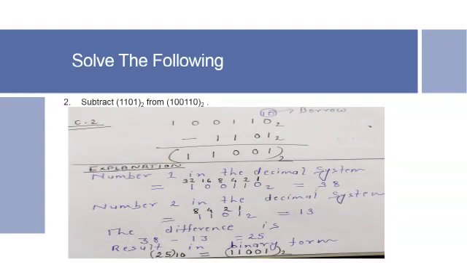Students, your next question is subtract 1101 from 100110. If you subtract, I explained in my previous videos that if 0 is in the upper position and 1 in the below position, we borrow one bit. If you solve this, you get 11001.